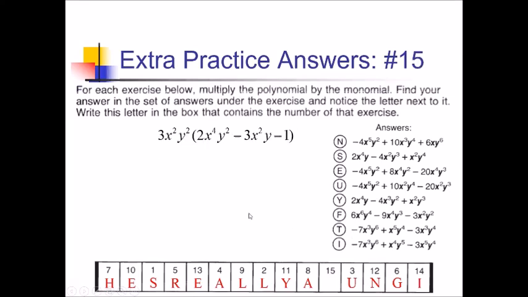Now we have our final problem, the answer to which is going to go in box 15. So let's do it. 3 times the 2, that's going to be 6. X squared times x to the 4th, 2 plus 4 is x to the 6th. Y squared times y squared, that's y to the 4th. 3 times negative 3, that's negative 9. X squared times x squared is x to the 4th. Y squared times y, that's 2 plus 1, so y cubed. And then finally, 3x squared y squared times negative 1 is just a negative version of all that stuff out there. So 3, negative 3, x squared, y squared.